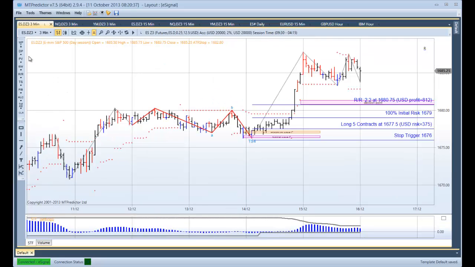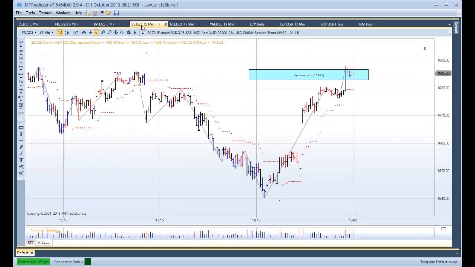One thing I'd like to look at now is, rather than just using the standard MTPredictor trade guidelines, where here you'd have come out at the first target, which would have been here because the STF was weak, and you'd have banked a 2.2 hour profit, which would have been very nice indeed. Was there any way that you could have anticipated that this was going to rally a little bit further? Well, this is where we can turn to the 15-minute charts.